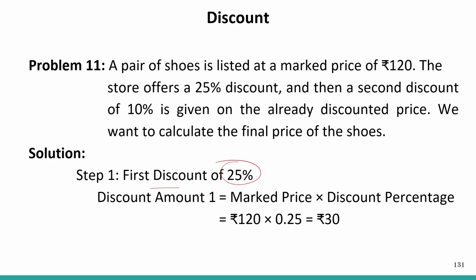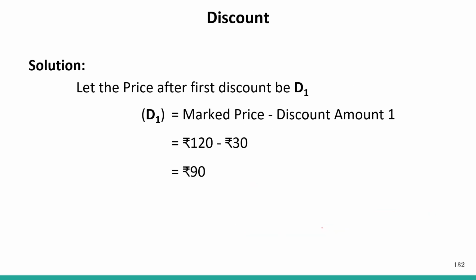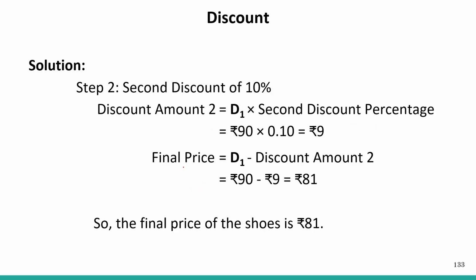So the first discount is 25%. Discount amount 1 is equal to marked price into discount percentage. That is nothing but 30 rupees because 120 into 0.25 will be 30. So D1 is the discounted price after the first discount, that is marked price minus discount 1, which is 90 rupees because 120 minus 30 is equal to 90. So step 2 is the second discount of 10%. So discount 2 is equal to D1 into second discount percent, that is 90 into 0.10, 9 rupees. So final price is equal to D1 minus discount amount 2. So 90 minus 9 is equal to 81. So the final price of the shoe is 81 rupees.